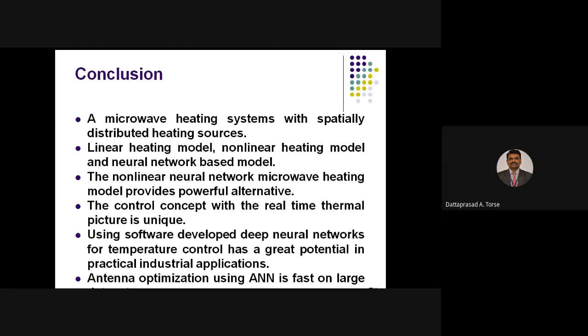We can always use better and better software. So instead of C, we have moved to Python. Python 2, we can think of Julia, R. All these tools can give us better results in terms of speed of computation and accuracy of results. So optimization of antennas with faster results on larger data sets is also possible.